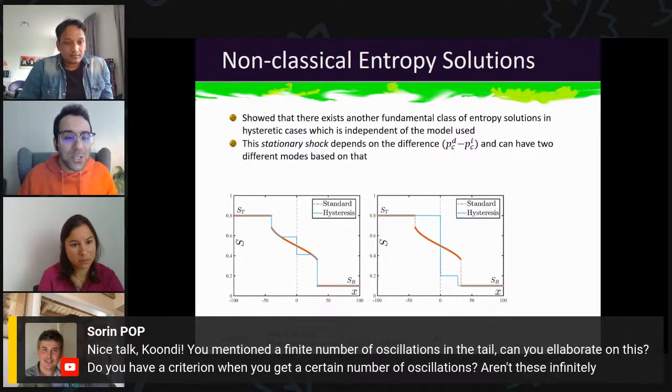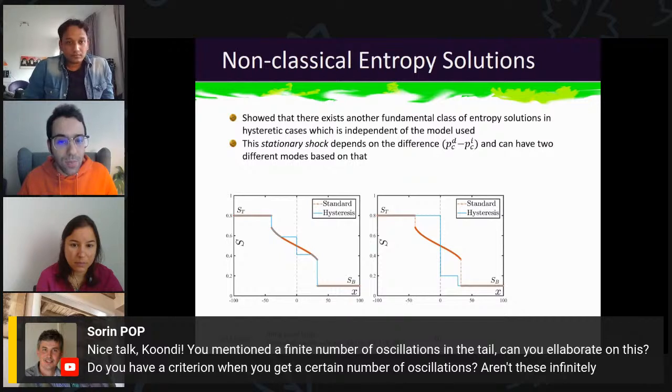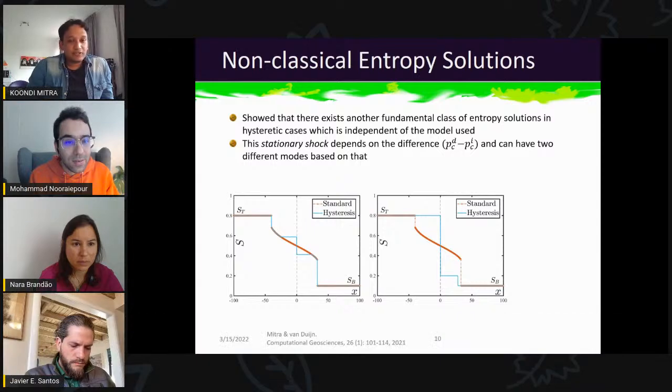Wonderful. And the last question from your previous supervisor, Sarim Pop. Nice talk, Kundi. You mentioned a finite number of oscillations in the tail. Can you elaborate on this? Do you have a criterion when you get a certain number of oscillations? Aren't these infinitely many?